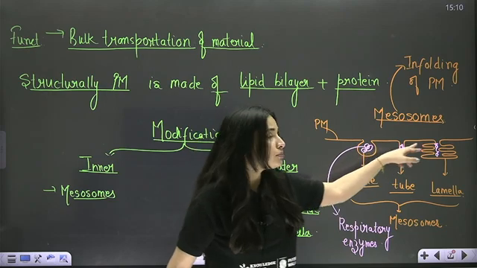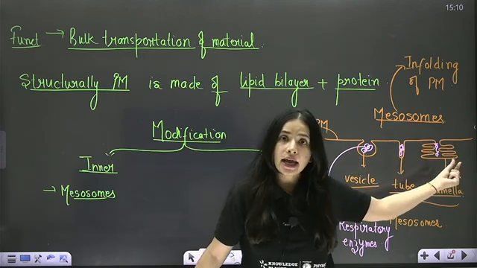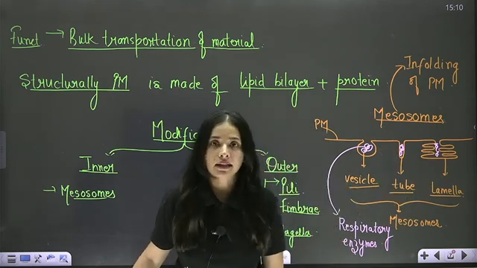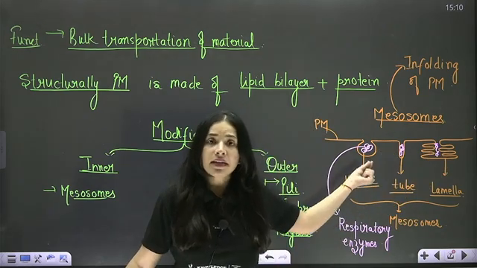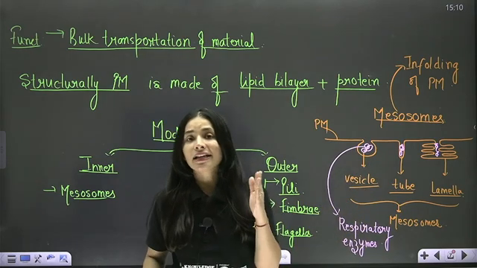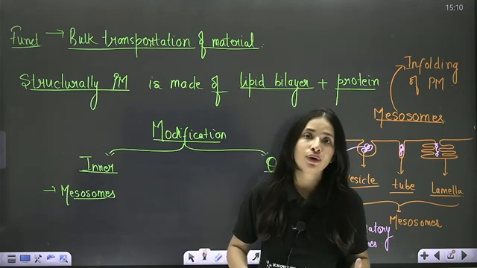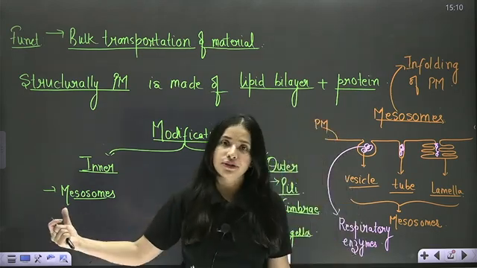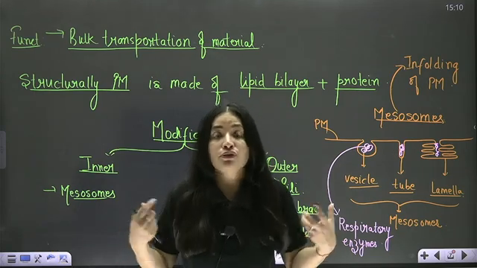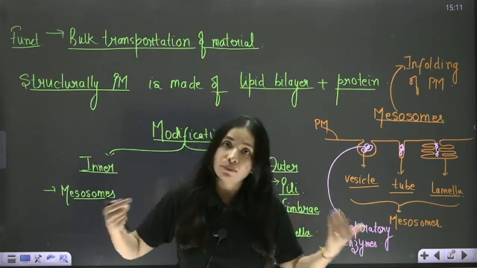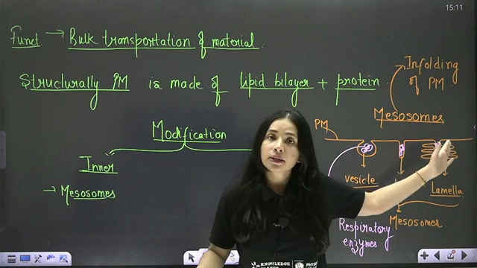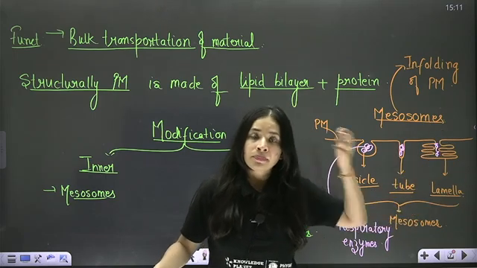These mesosomes do the same work that mitochondria do in a eukaryotic cell. Why? Because these infoldings have respiratory enzymes that help in the breakdown of glucose to produce energy. Correct? And now these enzymes should function in a better way. For that they need more surface area. As a result, the plasma membrane enfolds inward. Got my point, everyone? Yes or no?